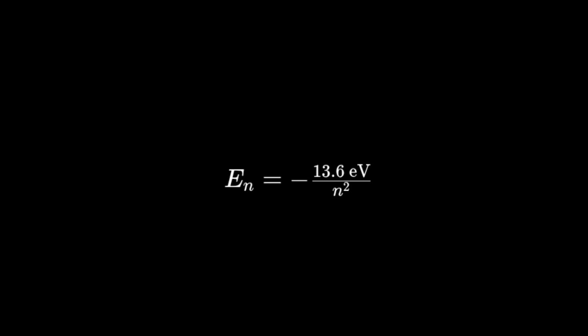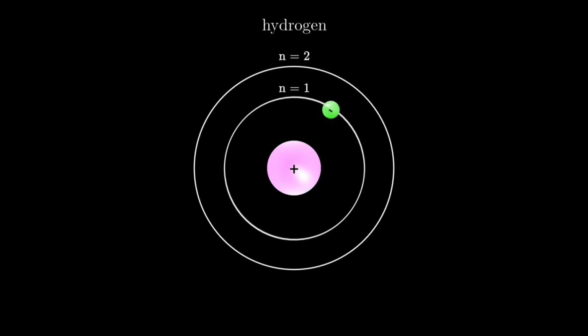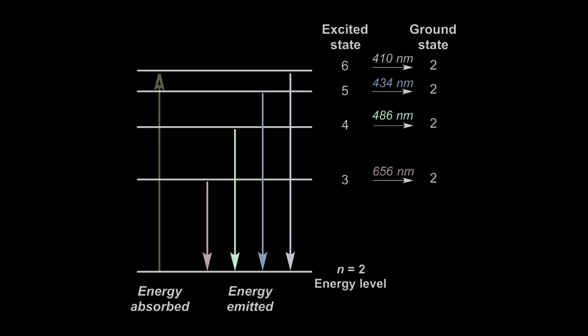This equation describes the energy levels an electron can have in a hydrogen atom. The value negative 13.6, the ionization energy, represents the hydrogen ground state energy, while n represents the electron energy level. As n increases, the electron moves to a higher energy state, farther from the nucleus, and becomes less tightly bound.